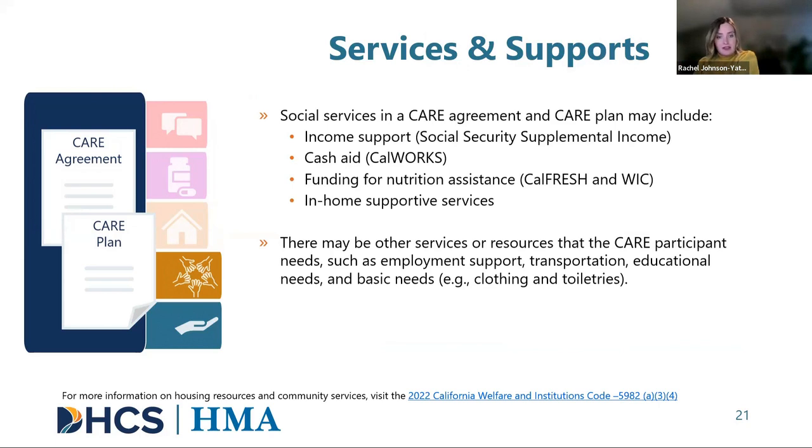In addition to housing supports that may be noted in the CARE agreement or plan, the CARE Act also specifies social services and supports that may be in the CARE plan, such as social services, which is income support funded through SSI; CalWORKs, which is cash aid for housing, food, clothing, and medical expenses; the California Food Assistance Program, like CalFresh and WIC; and in-home supportive services.